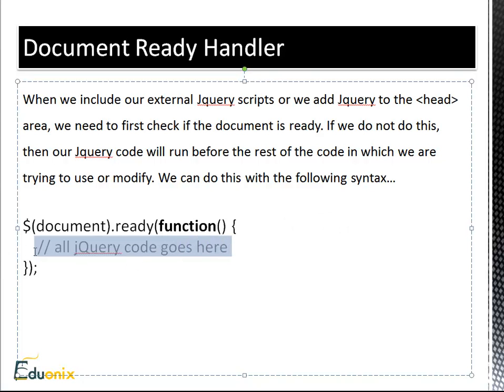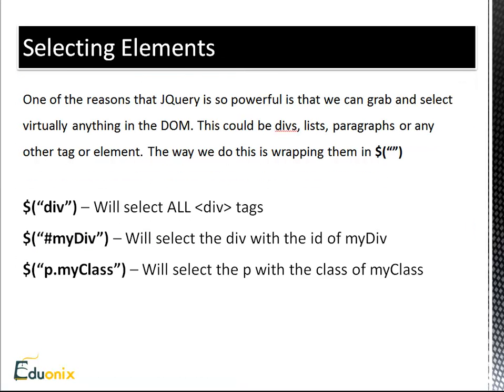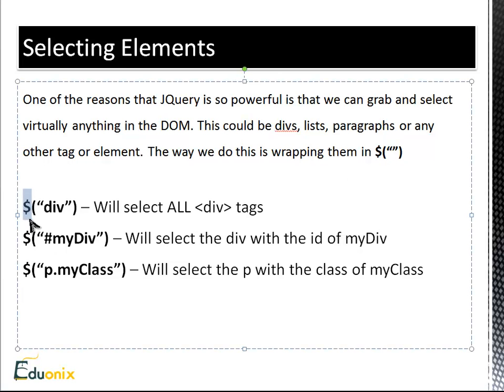Alright, so I hope that that's understandable. Selecting elements. One of the reasons jQuery is so powerful is that we can grab virtually anything in the DOM or on the website, the browser, whatever you want to call it, and we do this with selectors. A selector is a jQuery or a $, and then some parentheses with whatever you want to grab in the middle. So this, for instance, will grab all div tags on the page.